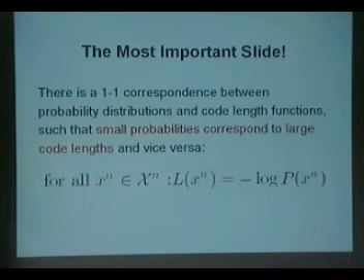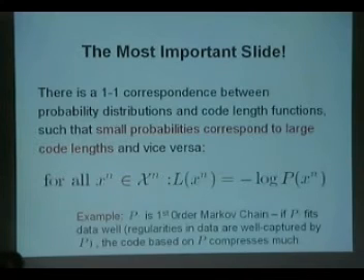Small probabilities correspond to large code lengths and vice versa. So that for all sequences, now I'm looking at sequences of length n, in a larger space called sequences of length n. If I have a distribution on those sequences, then there exists a code such that this holds for all the sequences, and vice versa. So, an example is, suppose I have a sequence of zeros and ones.